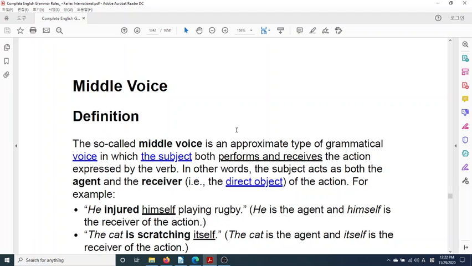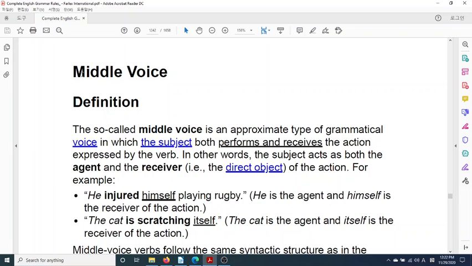All right, the cat licked itself. The other part of middle voice that makes it special compared to the others is the use of reflexive pronouns. Those are the pronouns that end in self or selves. So itself, himself, herself, right? Myself.